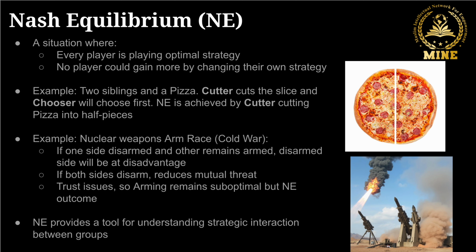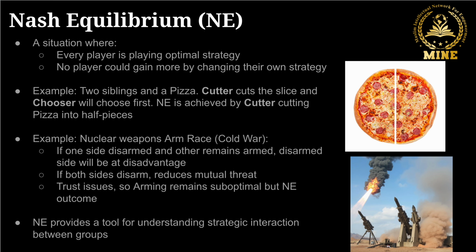But trust issues remain. So arming remains the optimal strategy, because trust in the international arena, especially when the two countries have very different views, remains an issue. So the Nash equilibrium for this scenario would be that both countries will develop weapons. A Nash equilibrium provides us a tool for understanding the strategic interaction between groups.